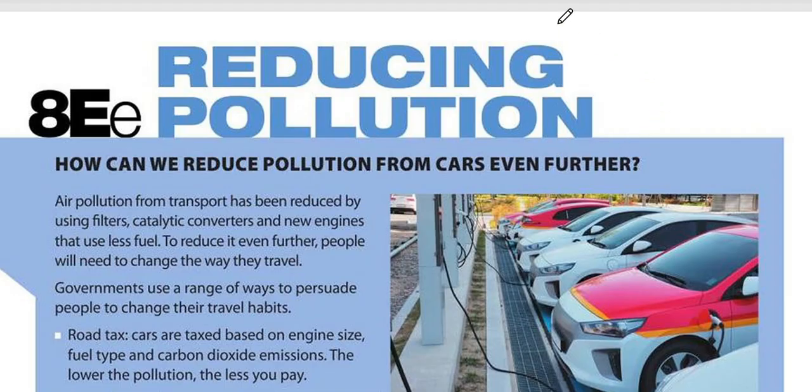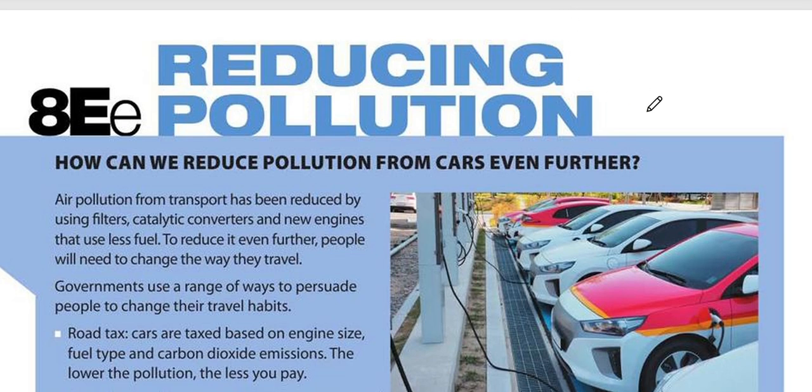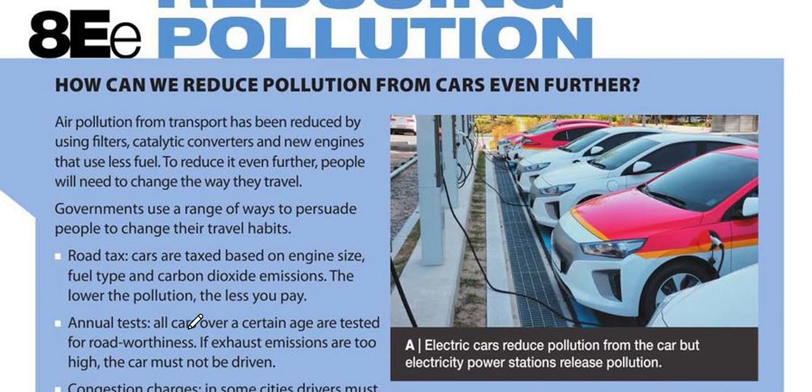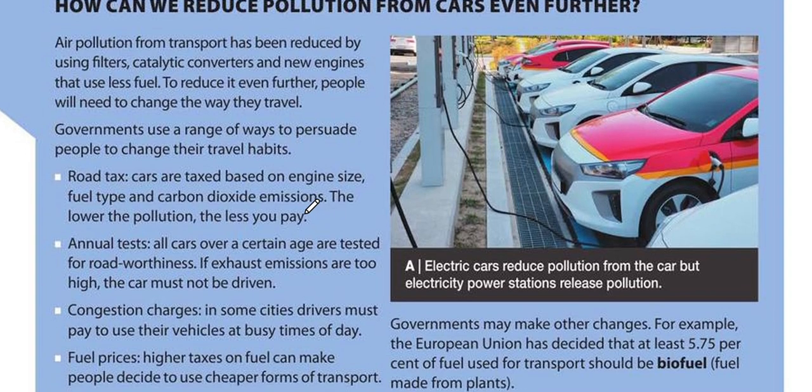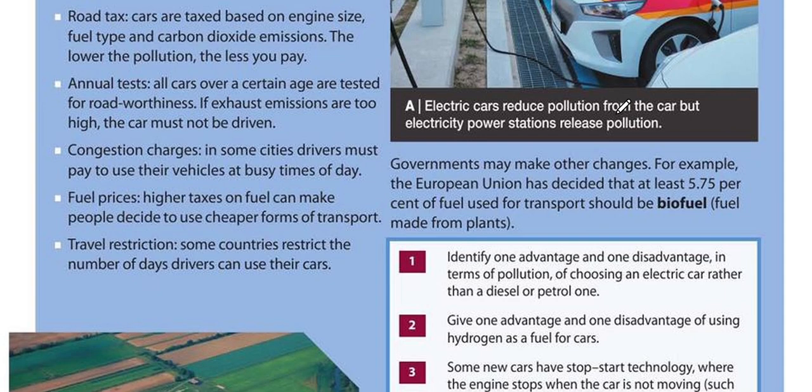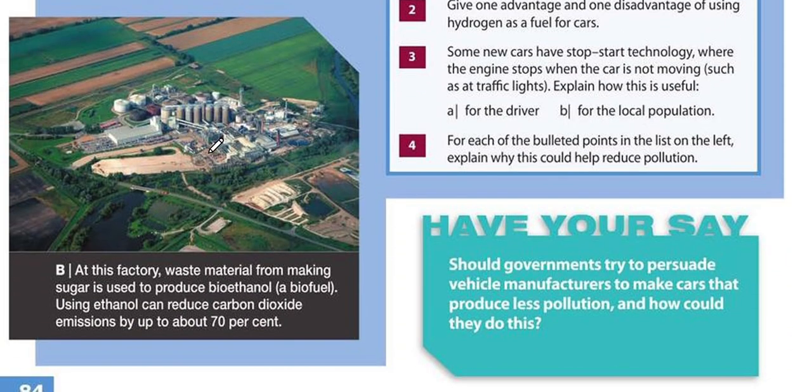Okay, so now we have come to the last lesson in the textbook. Here all the things we discussed are given in a little bit of detail. In picture A, it shows how electric cars are charged. Can you see there are points where you can charge them? But the only thing is, it's reducing the pollution from the car, but electricity power stations are releasing these gases which can cause more pollution.